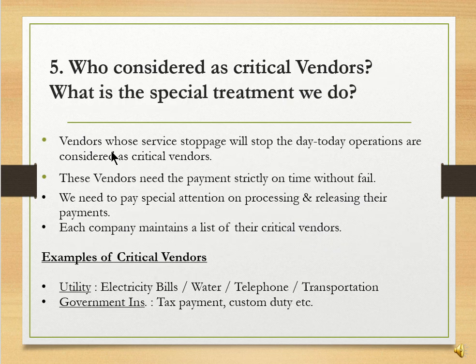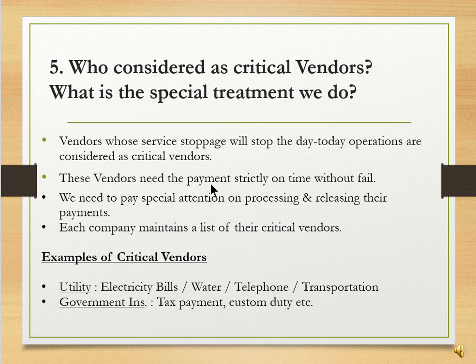The next question is going to be who is considered as critical vendors, what is the special treatment we do for them, right? Vendors whose service stoppage will stop our day-to-day operations are considered as critical vendors. If they are going to stop their service, then our operation will be interrupted, right? Those kind of vendors are called critical vendors. For example, electricity provider, if they are going to shut down their electricity supply, then our operations will not happen. So that kind of vendors are listed as critical vendors in every organization, right?